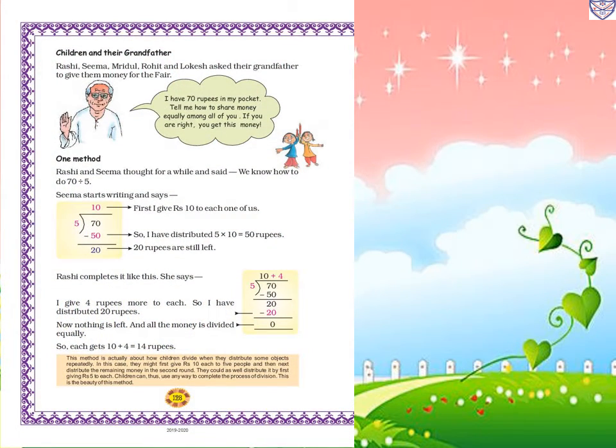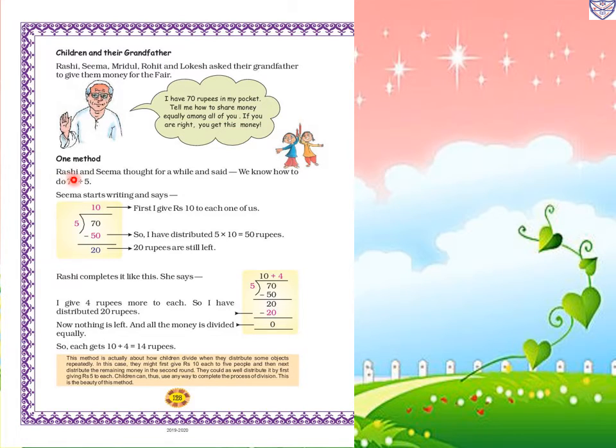Page number 128, children and their grandfather. Rashi, Seema, Mridul, Rohit and Lokesh asked their grandfather to give them money for the fair. So total how many children are there? 5. So grandfather says, I have 70 rupees in my pocket. Tell me how to share money equally among all of you. If you are right, you get this money.